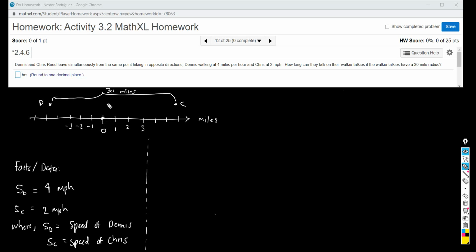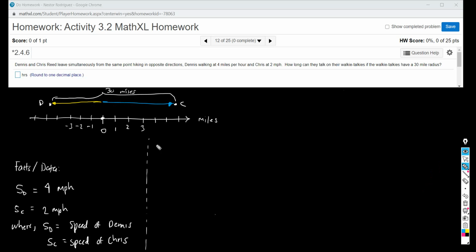Well, if this happens, Dennis would have walked all of this segment, and Chris would have walked all of this blue segment. You see, this is the distance walked by Dennis and the distance walked by Chris, and the sum of both distances will have to be equal to 30 miles. So let's use that fact.